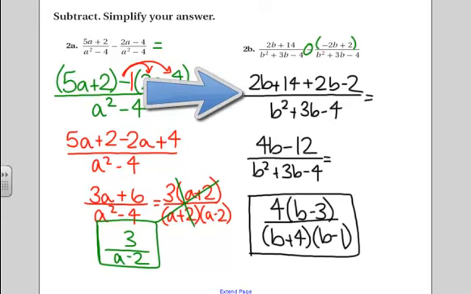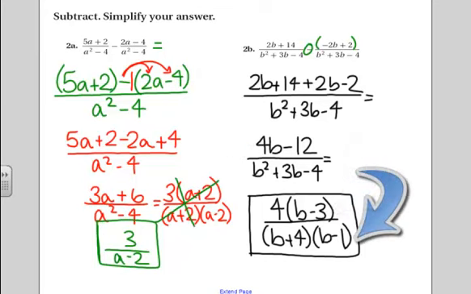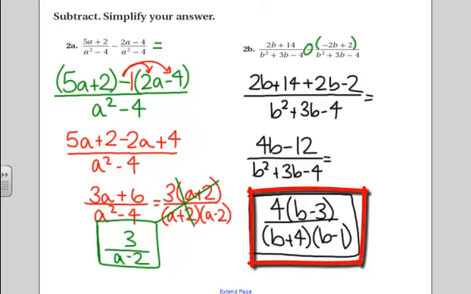So for 2b, you should have simplified the top and then been able to factor it to 4 times (b minus 3). And then on the bottom, that trinomial factored to (b plus 4) times (b minus 1). So nothing crosses off, which is kind of disappointing, but that's all we ended up with. So leave it factored out like that, just in case we need to do something else with it. Box it up, and we're done.